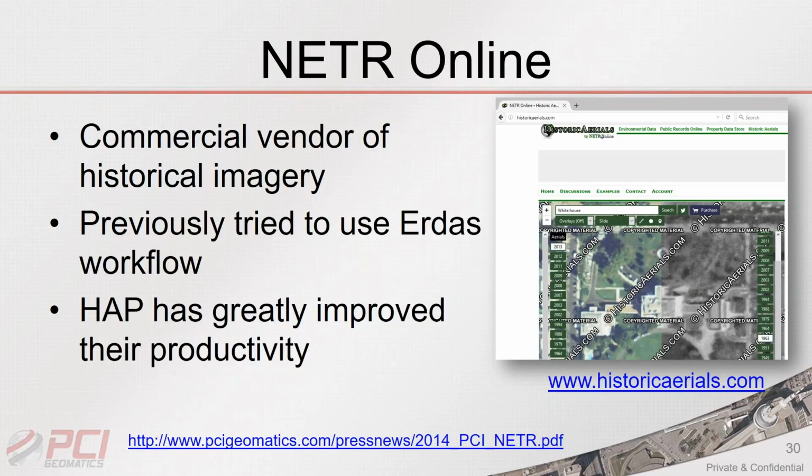Historicalaerials.com is run by our customer, a company called Netter Online. They systematically collect imagery from archives and use our HAP system to produce layers that they host on their website, which you can purchase. You can zoom to anywhere within different parts of the world, mainly the US and Canada, pick an area of interest, and then purchase that particular image, all perfectly co-registered to current data sets.